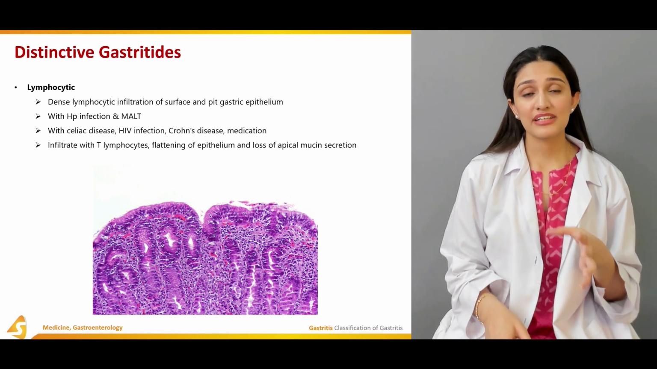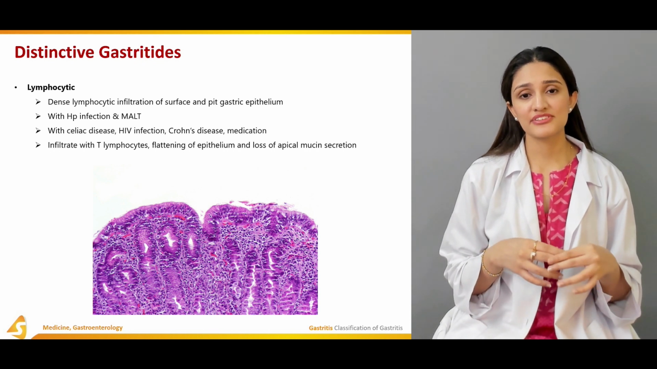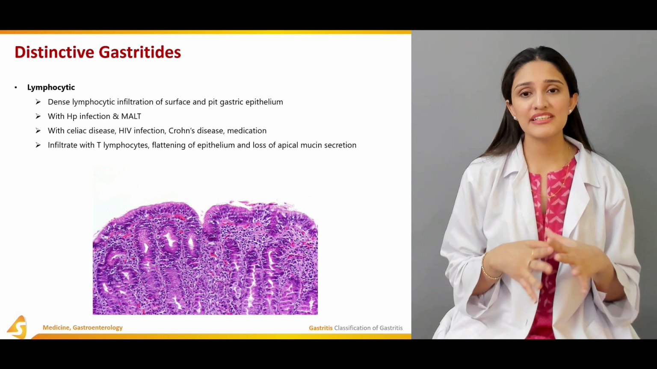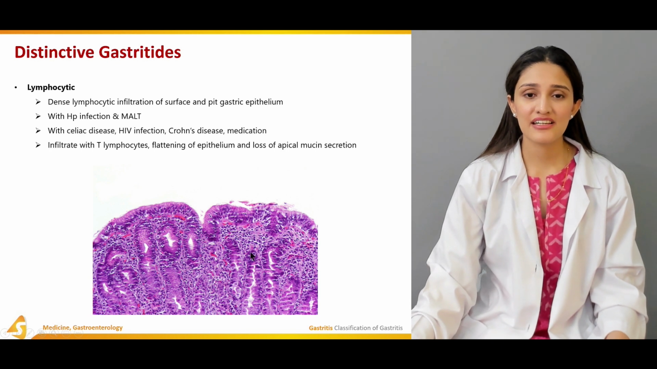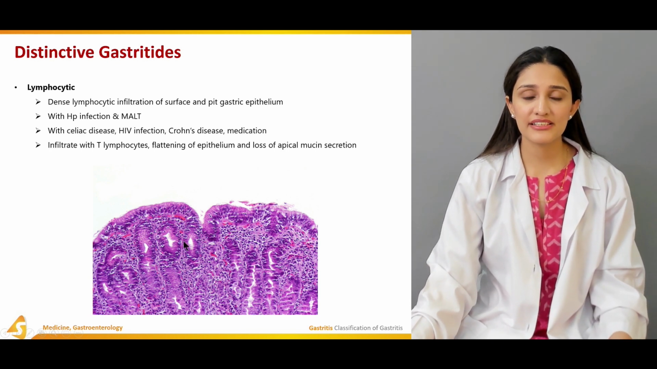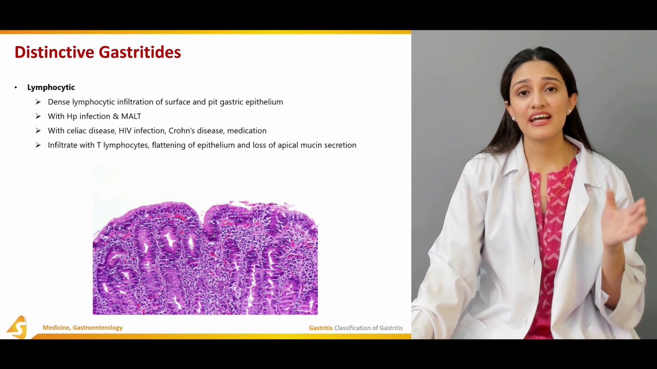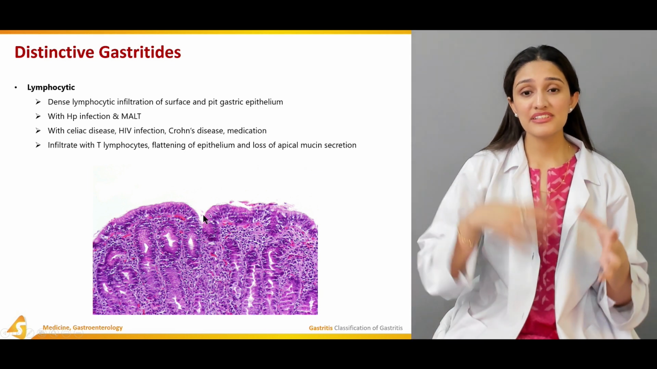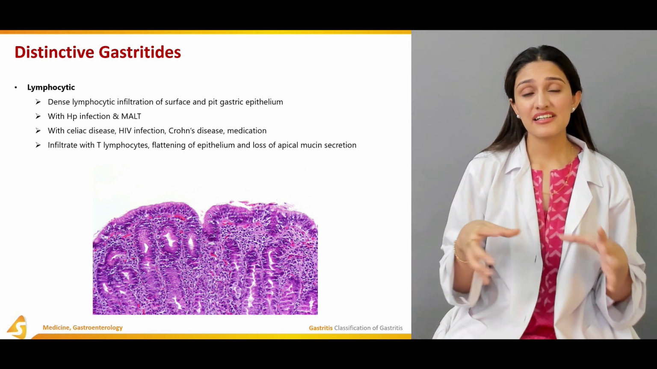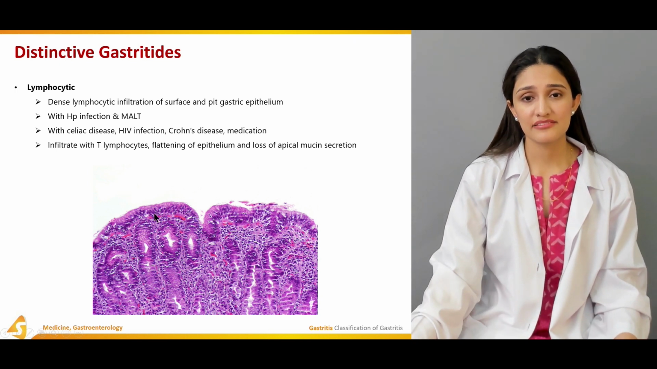This sort of gastritis is more infiltrated with T lymphocytes as compared to B lymphocytes, and it has a flattening of the epithelium and loss of apical mucin secretions. As you can see in this histological picture of lymphocytic gastritis, it has flattening of the epithelium as compared to the normal epithelium of the stomach that has gastric pits within the surface. So within these pits there's a very dense colonization and infiltration of lymphocytic cells.